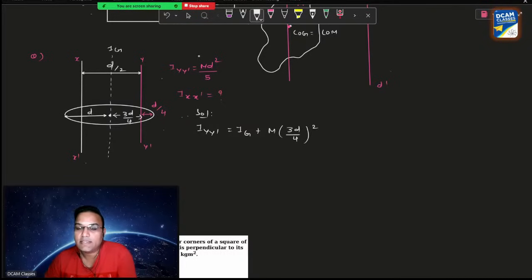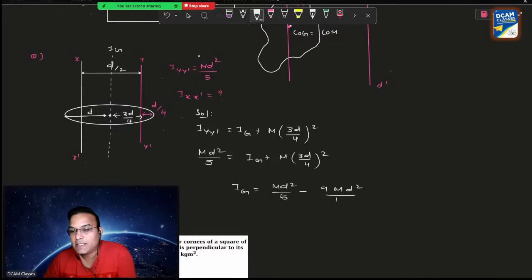But I dash is given to us. md square by 5 is equal to Ig plus m into 3d by 4 whole square. Ig we have got, it is md square by 5 minus 9 md square by 16. You can calculate it easily now.